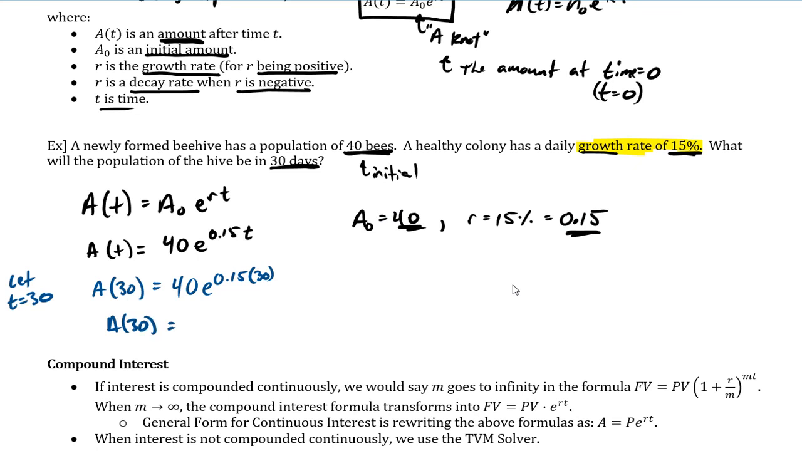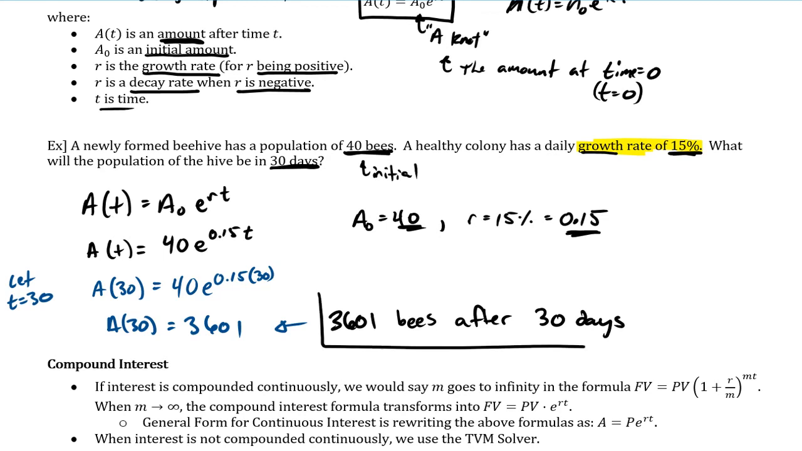So I'll even write the A of 30 is 3,601. Okay, and that's rounding it to the nearest bee. So that's how many bees would be in this hive after 30 days. Okay, so we've got 3,601 bees after 30 days. So that's how those formulas work. That's it, done.